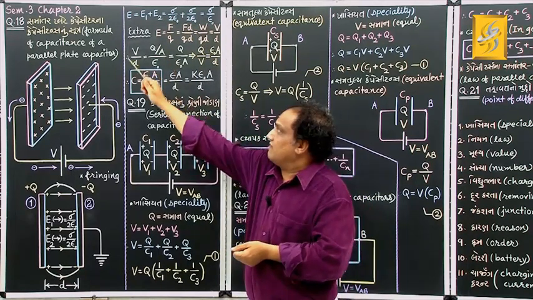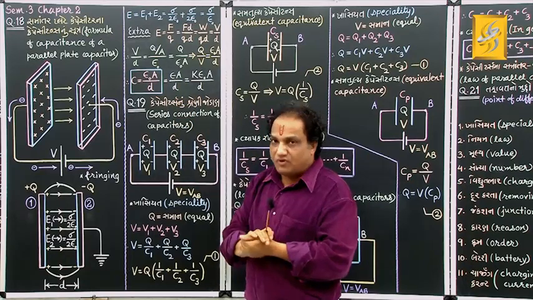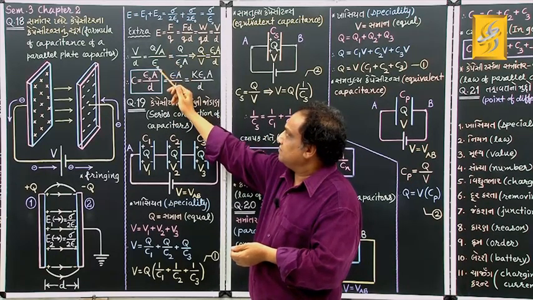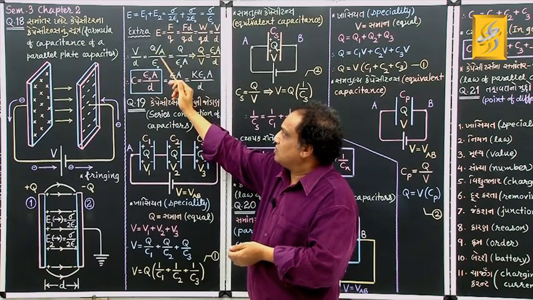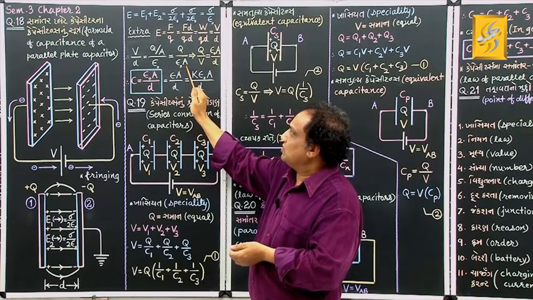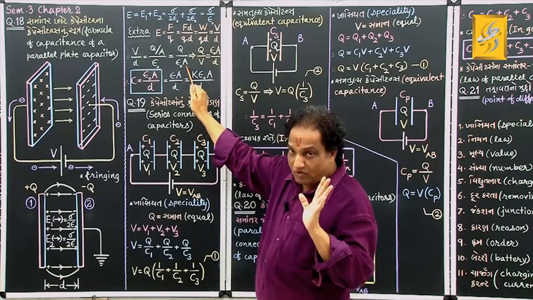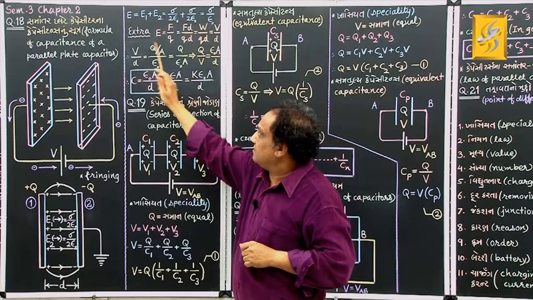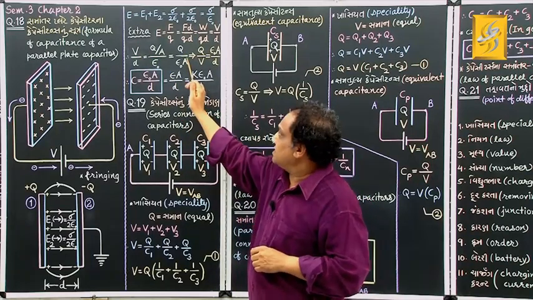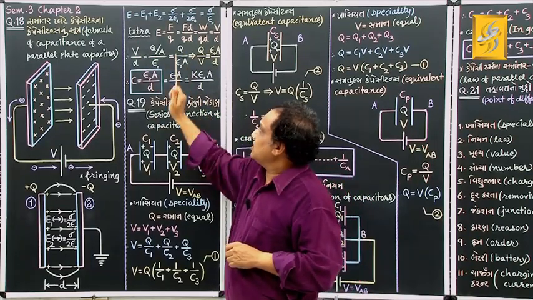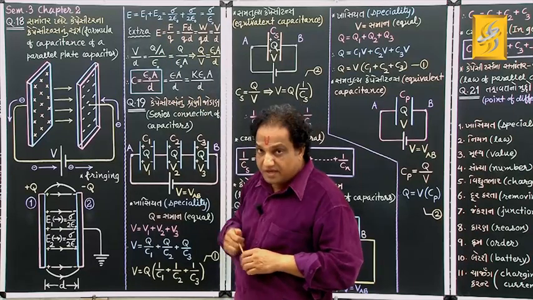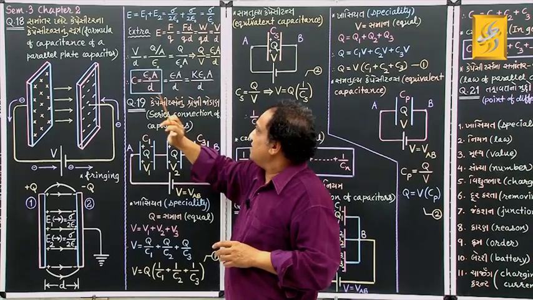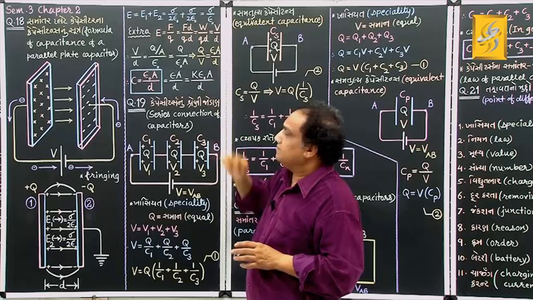Now, from this you can find out Q upon V. But before that, you please take this A down, okay? So, it is Q upon epsilon 0A. And now find out Q upon V, correct? Take this term in the numerator. So, it is Q upon V, it will be epsilon 0A upon D.